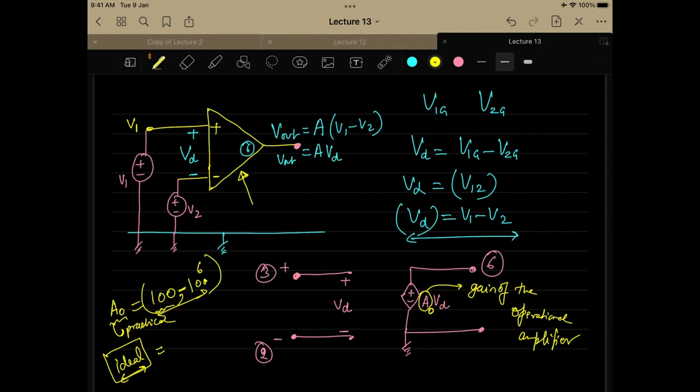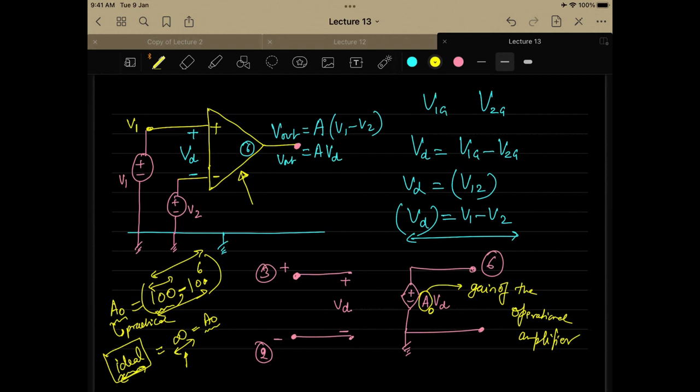Can anyone tell? 10 raised to 5, 10 raised to 6. No, 10 to the power 6 or 100 are actually the practical values. We normally can achieve that. Infinity. Yes, good. So ideally, operational amplifiers, if you consider an ideal situation, which is very difficult to achieve, and you know things are not ideal in real life also, A0 will be infinity. That is, if I say in an exam that the op amp is ideal, then you have to assume that A0 is infinite, and it's not 100 or 10 to the power 6.